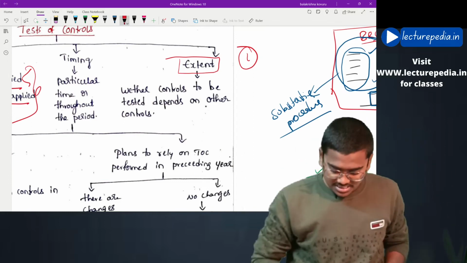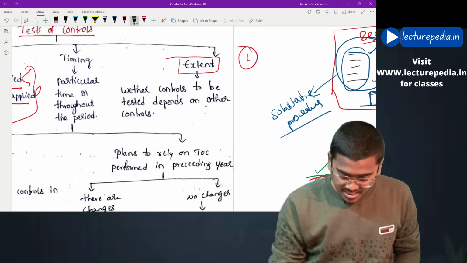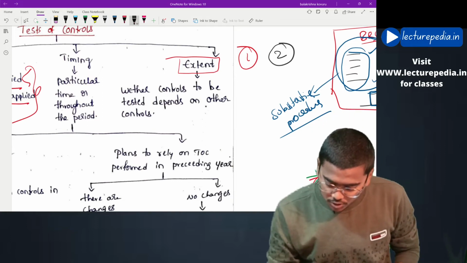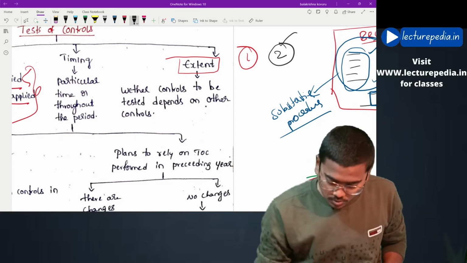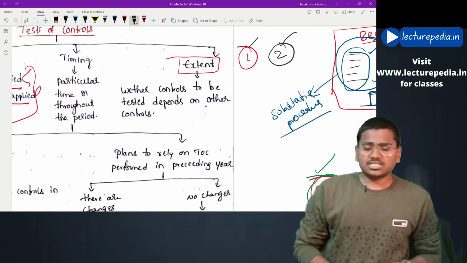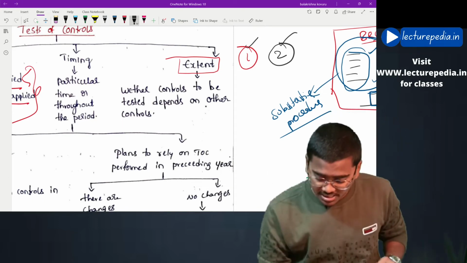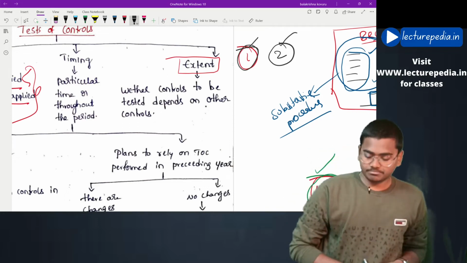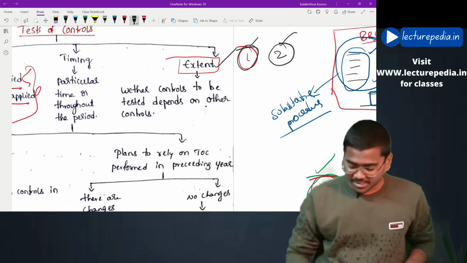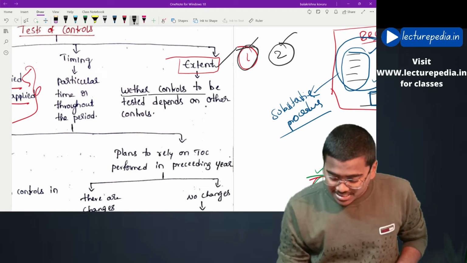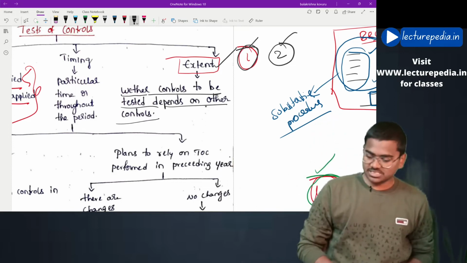Now let's say the auditor found that this control number 1 is dependent on control number 2. In that case, the auditor has to check both control number 2 and control number 1. In case control number 1 is operating independently, the auditor will check only control number 1. Now the extent of test of controls will be determined based on whether the controls to be tested depend on other controls. Hope this is clear.